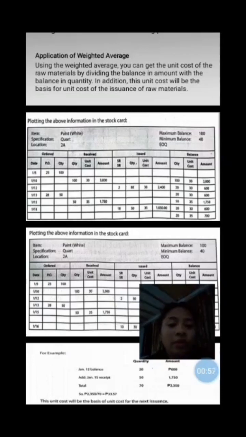Since you issued, your remaining balance of 50, minus the 30, is equal to 20. And since your issued amount is 1,050, the amount in your balance is 1,750 minus 1,050, which is 700. So that is your balance for January 16 under the LIFO method.